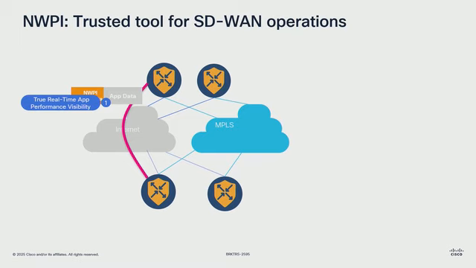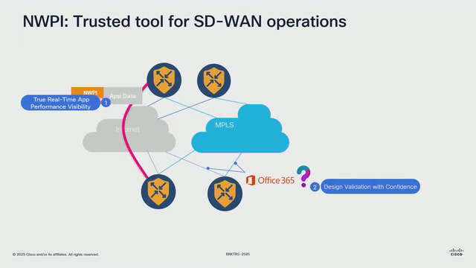You can also use it for some design validations. Let's say we have a SaaS application, one of our critical ones, let's say Office 365, and we have some policies deployed that Office 365 should be taking MPLS and whatnot. Maybe that's our policy. Via NWPI, we can validate that design. We can see exactly if Office 365 is honoring whatever policies I have defined or not.